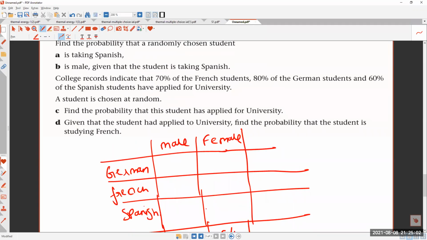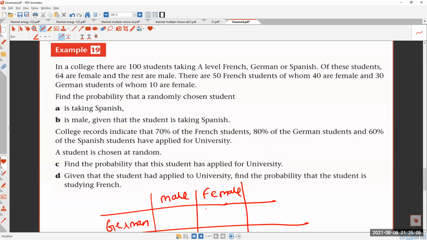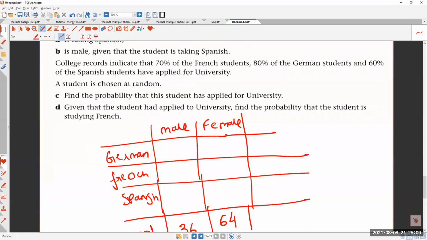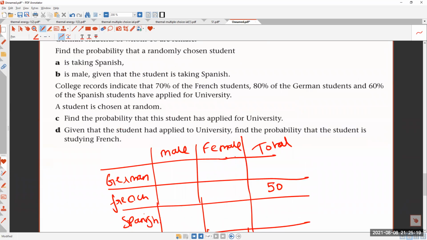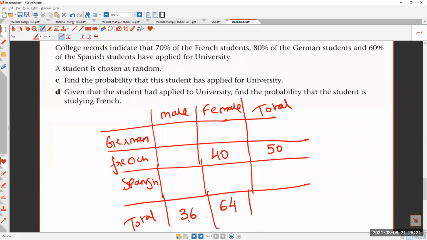Now then they said 50 French students of whom 40 are female. So French total first will be 50, this is the total. Out of 50 French students, 40 are female, so 40 comes here, and so 10 male. Do you understand what I am doing here? You guys are understanding what I'm doing here? Saima? Saeed?